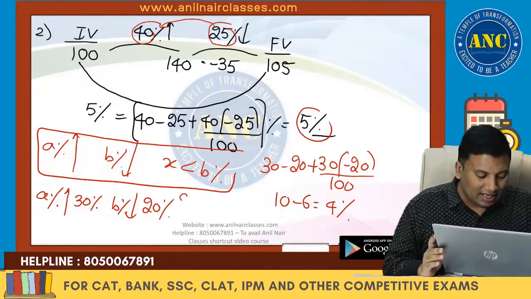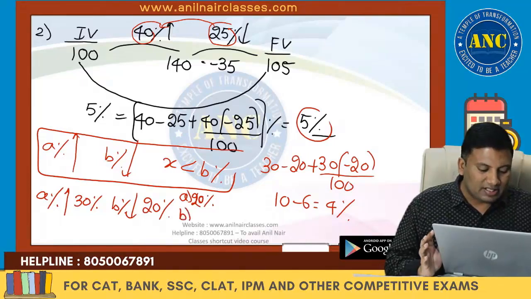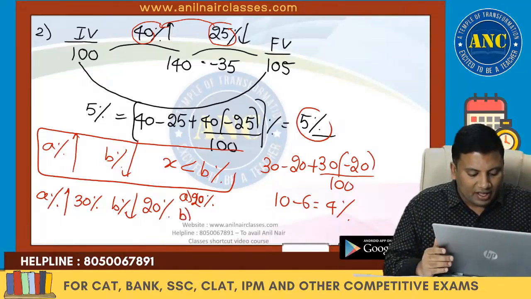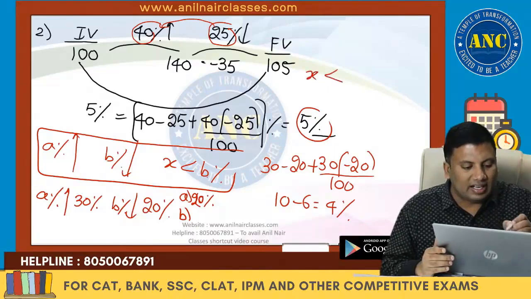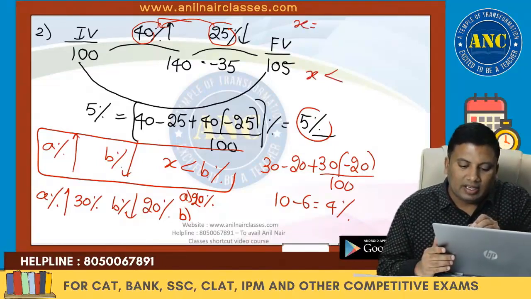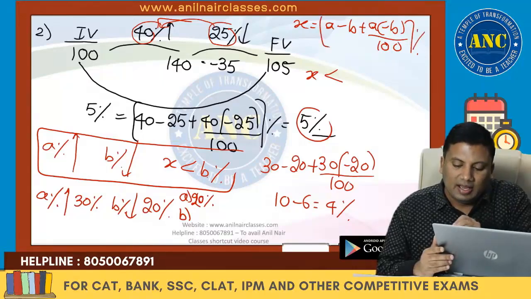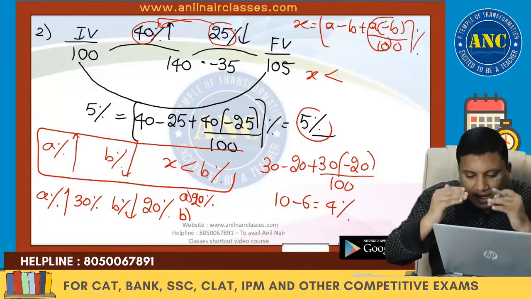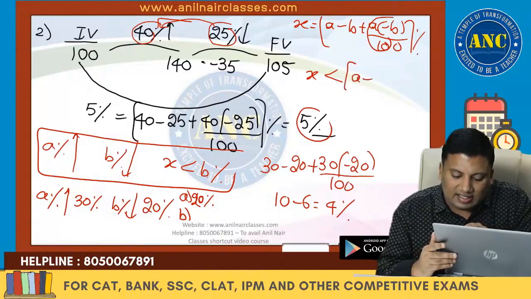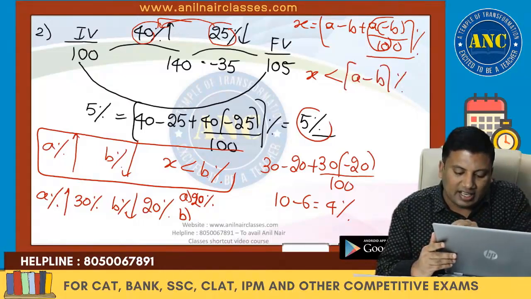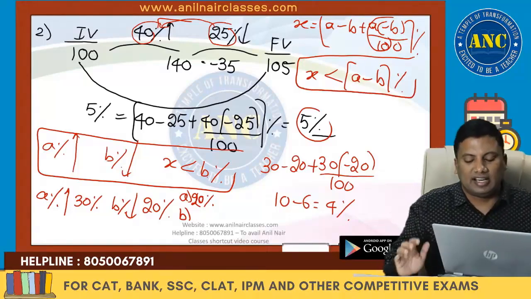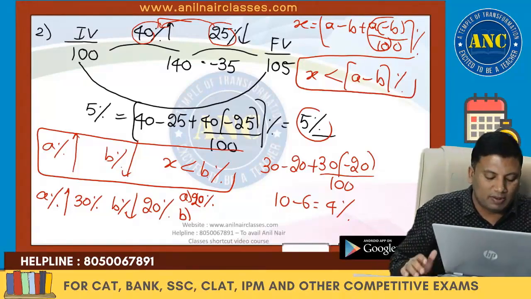Now, actually, if the options are like this, 20%, it is not only X less than B, you can further decrease. It is nothing but A minus B plus A into minus B by 100. This is nothing but minus AB. From A minus B, I am decreasing. So X is less than A minus B percentage. Not only less than B percentage, X is less than A minus B percentage.